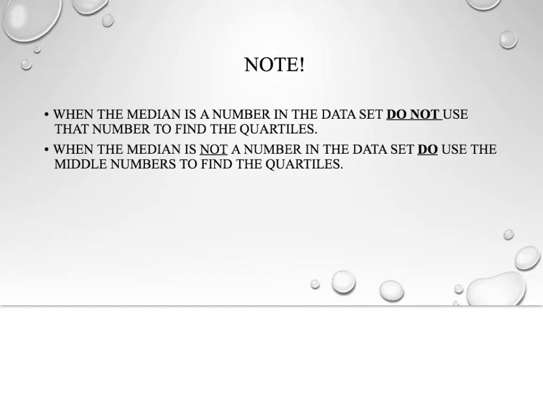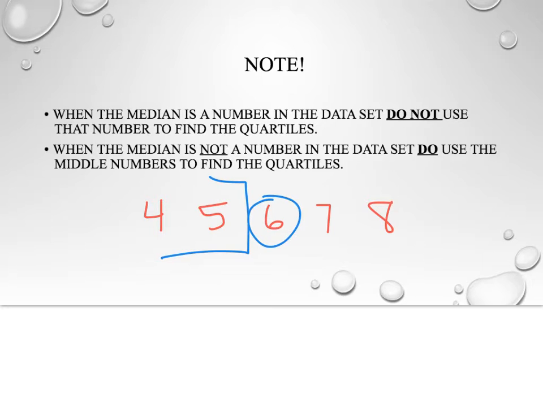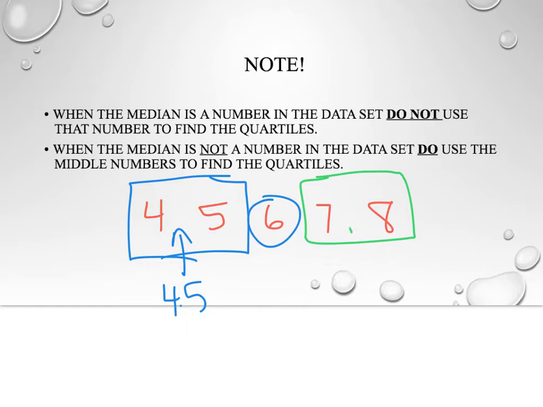So if we had a data set like 4, 5, 6, 7, 8, 6 is our median. So that means we're looking at everything below that to find our quartile 1. We would only be looking at the 4 and 5. Finding the average, 4.5, would be our Q1. If we want to find our Q3, we're looking at everything above. The average of that is 7.5. This would be our Q3.